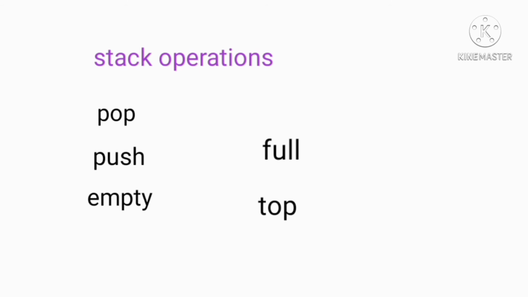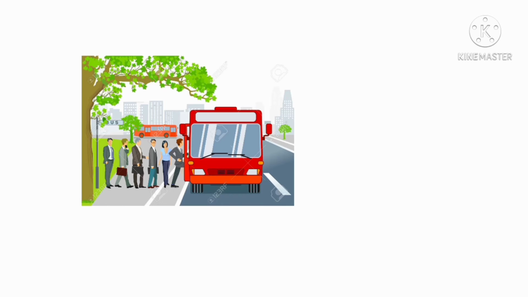The main stack operations are pop, push, empty, full, top. Those are the stack operations. And another topic is queue. In general life, queue means lines. For example, passengers entering a bus, or when you want to buy flight tickets or train tickets, you should maintain a line, meaning a queue. And in banking also.